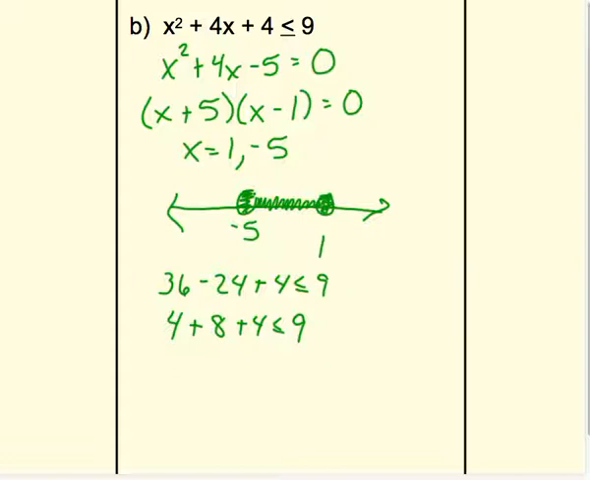So to represent our solution with inequality notation, negative 5 is less than or equal to x, which is less than or equal to 1. Or using set notation, this time the solution is included, so we use the brackets.